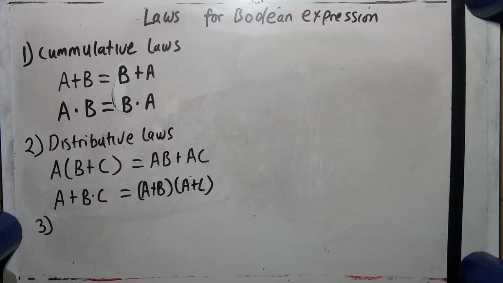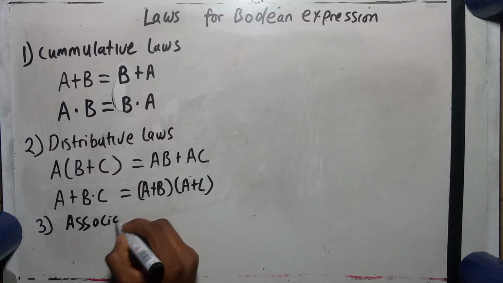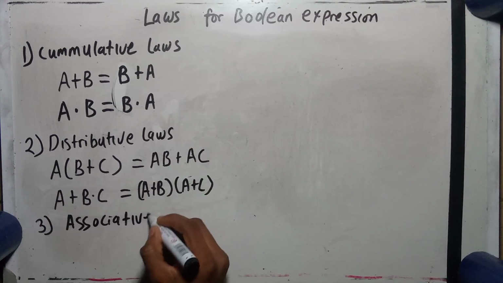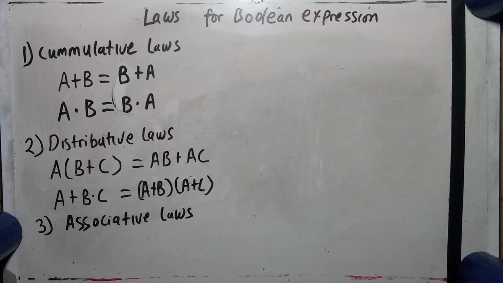Okay, so the next law we're going to be going into is the associative law. Now, this law is also very, very easy. This one is just choosing the one to factorize, so it's more like you selecting a particular one to put in the bracket.